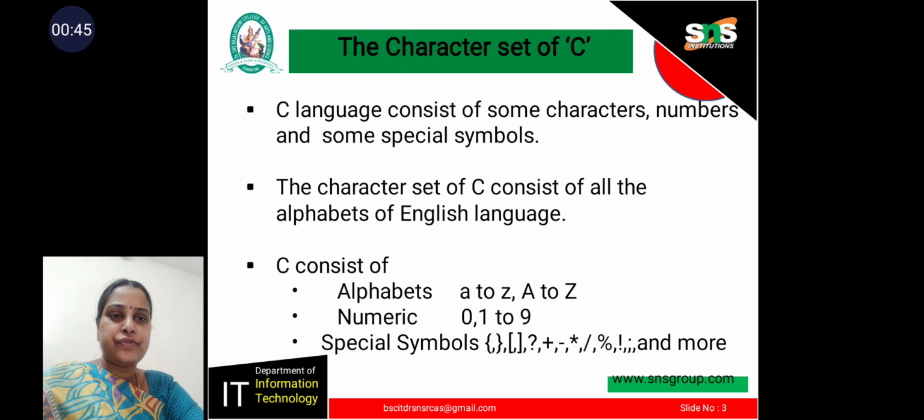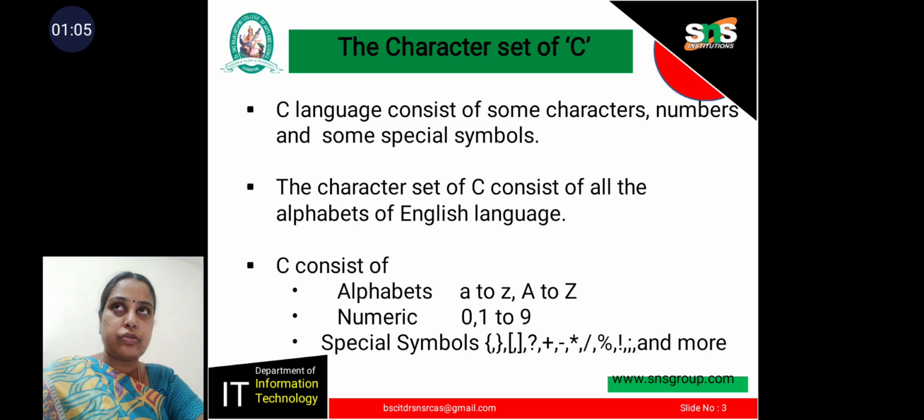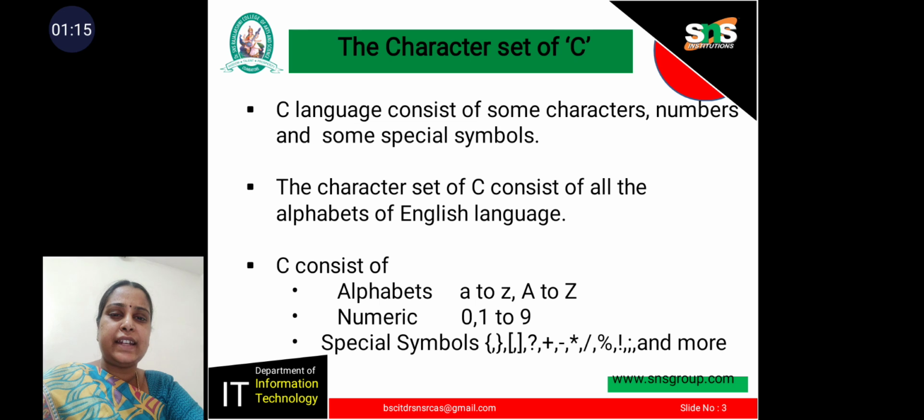The character set of C consists of the alphabets A to Z in both uppercase and lowercase letters. The numbers used are 0, 1 up to 9 with any combinations. The special symbols used in C language are open curly braces, close curly braces, open square bracket, close square bracket, plus symbol, minus symbol, asterisk, slash, etc. These are all called the character sets of C and are used mainly for writing C programs.